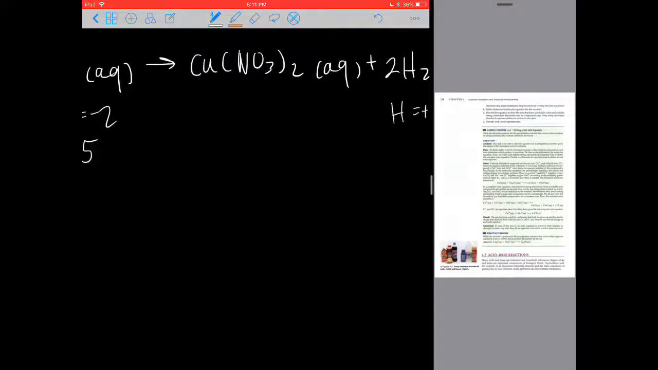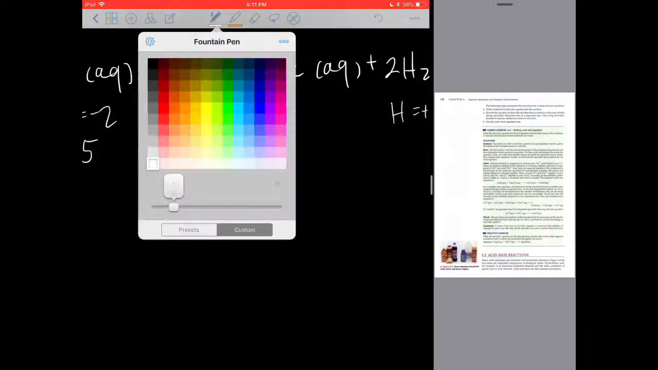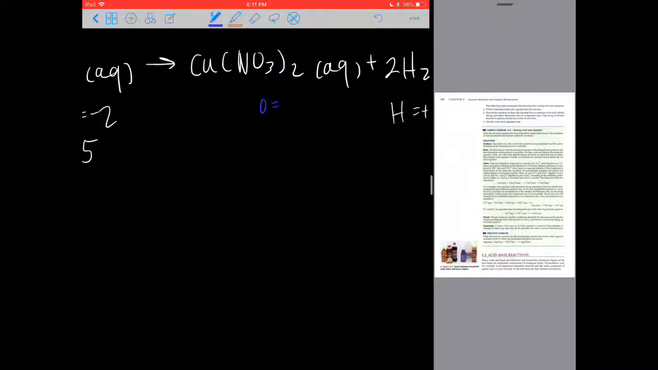Okay, so let's unnecessarily zoom in. And let's choose a different color just so we can see more Khan Academy-ish. Just kidding.